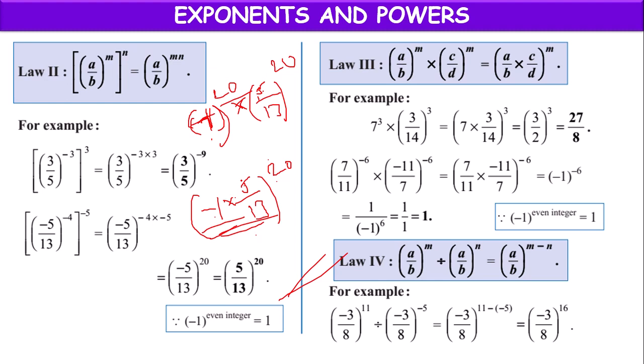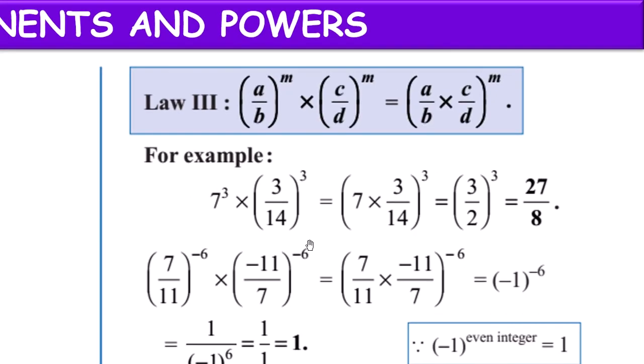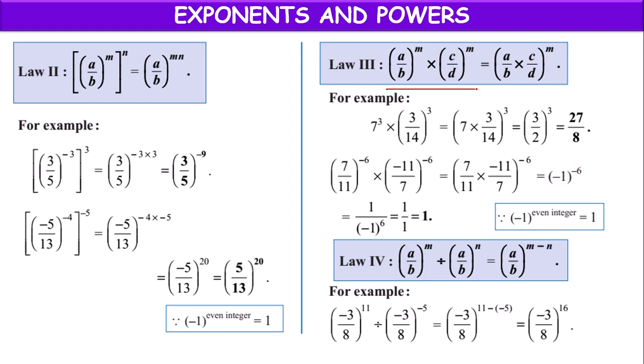Next, children, that is the second law. Next, law 3, the third law of exponents: (a/b) whole to the power of m into (c/d) whole to the power of m. If you observe the product, children, here the bases are different and the powers are the same. If the bases are different and the exponents are the same, we can do the product of the bases and write a common power.